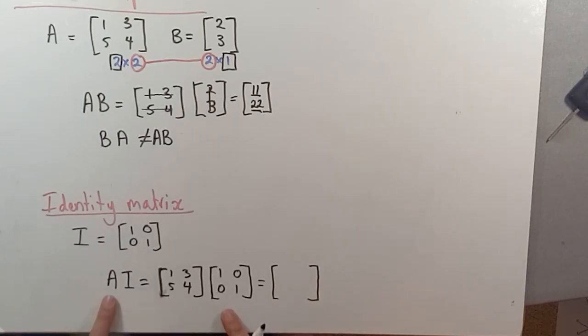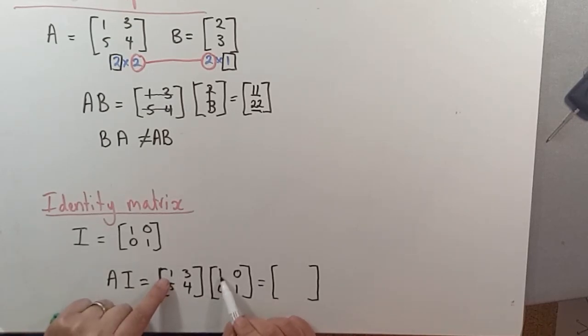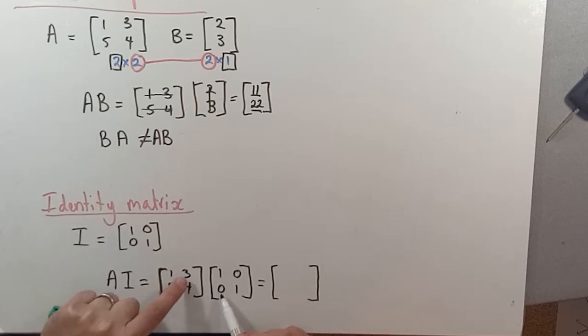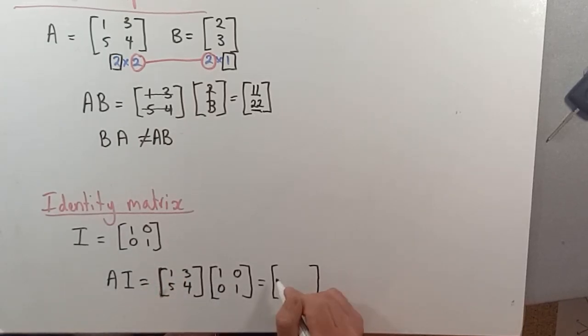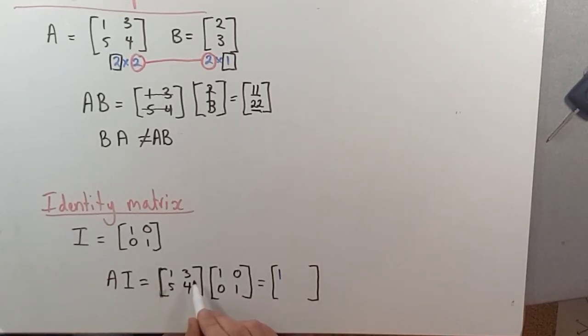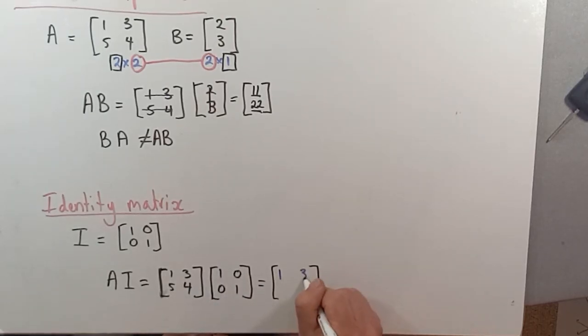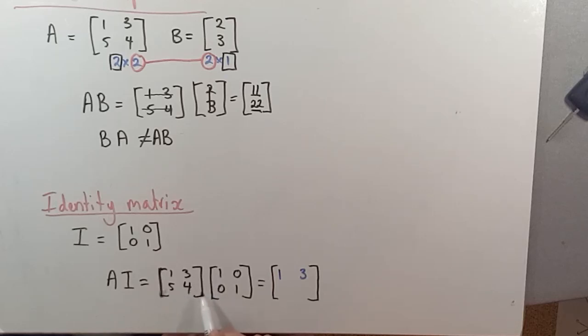What makes it identity? Well, let's see what happens when we multiply matrix A by the identity. We get 1 times 1 and 3 times 0, so that's just 1. Now if I want to get this point, I go first row, second column. So I go 0 plus 3, 5 plus 0, and 0 plus 4, and there's my answer. It's the same as this.